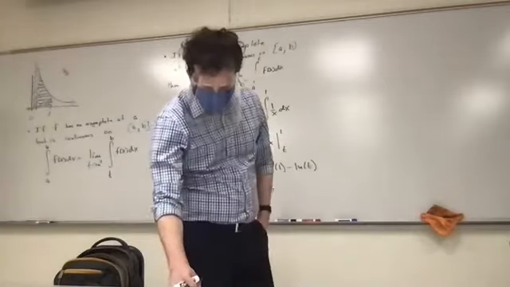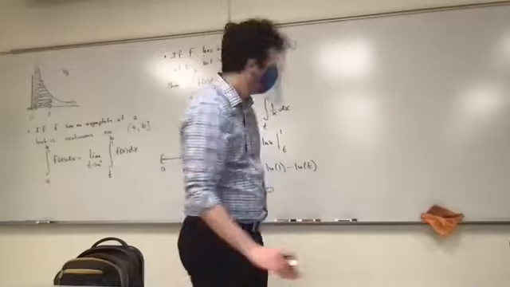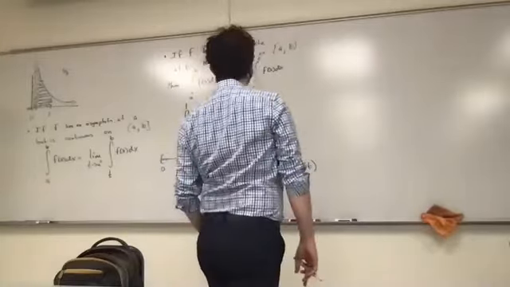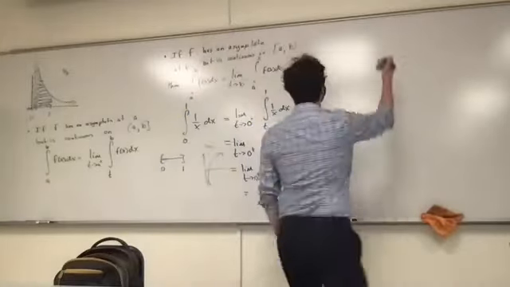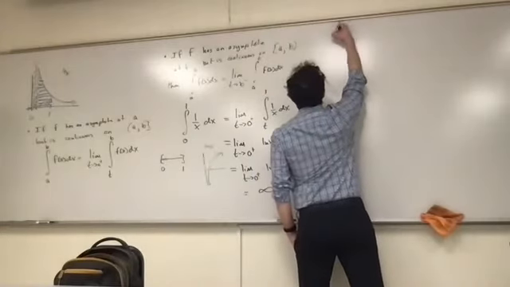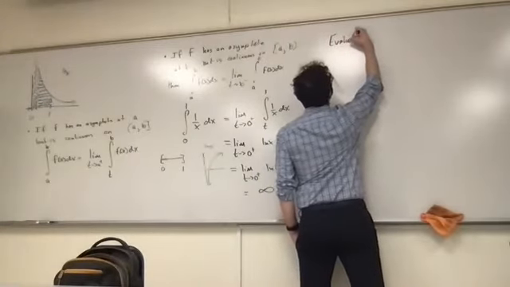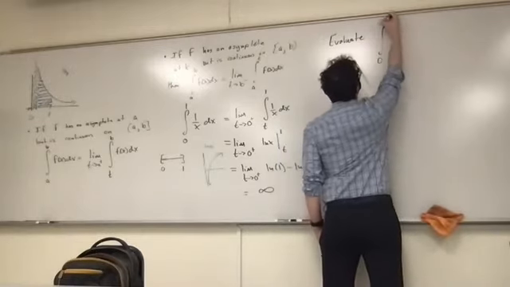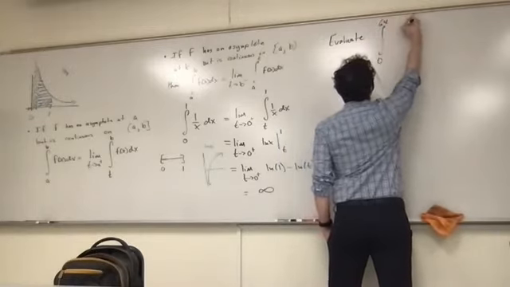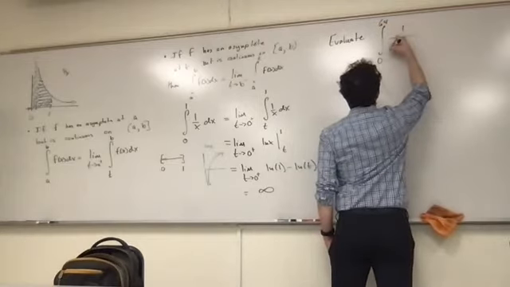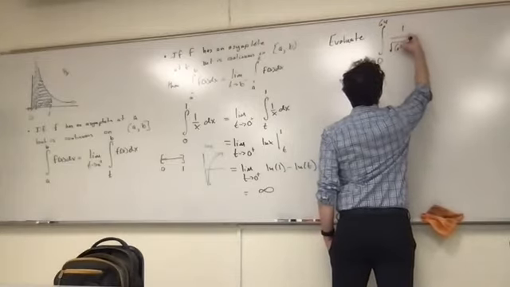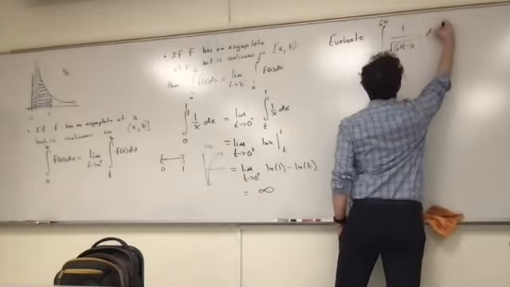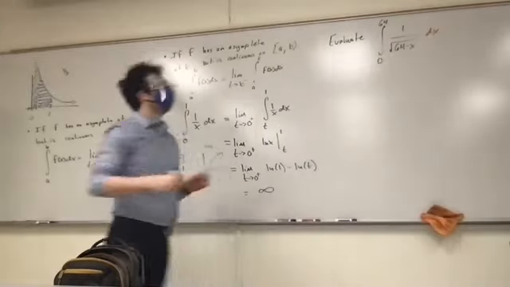So let's try one coming from the other way. So let's evaluate this integral, 0 to 64, 1 over the square root of 64 minus x dx.